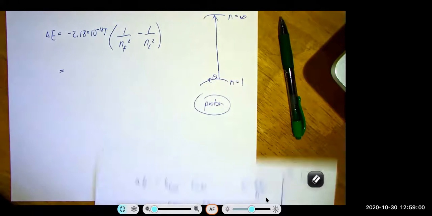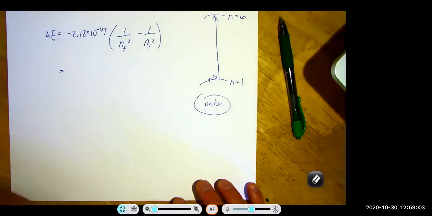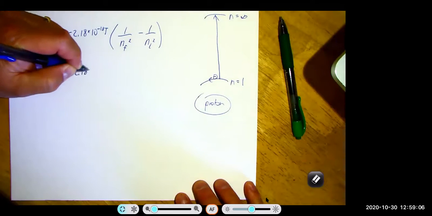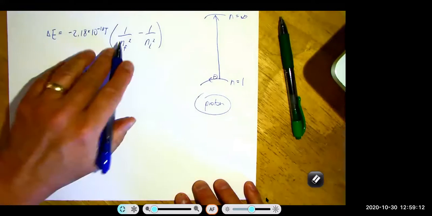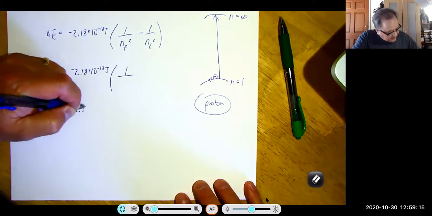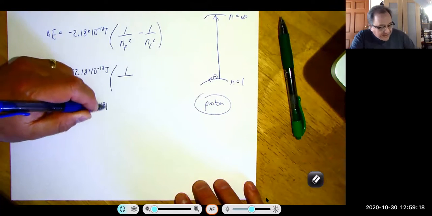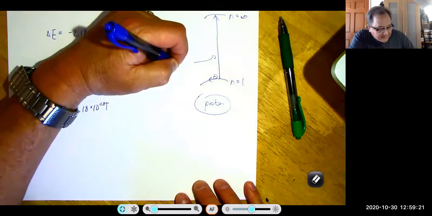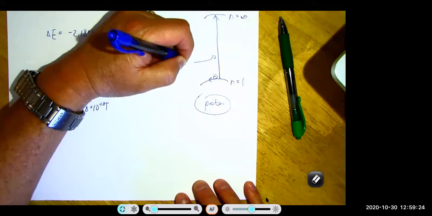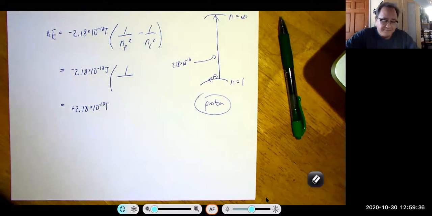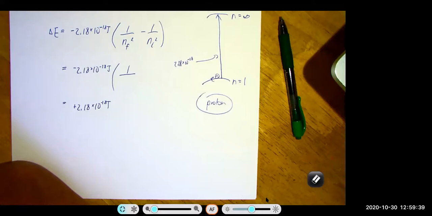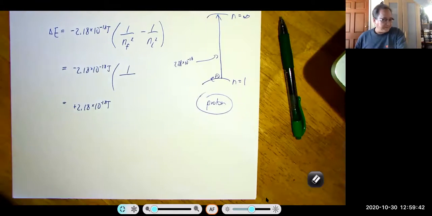So that will be positive. The answer would be pretty close to 2.18, and it would be positive. So what this tells us is that's how much energy we have to put in, absorb, to remove the electron. So this kind of explains to us why the electrons have negative energies. It's because it's the energy they've given off to become part of the atom. All right, that's it.